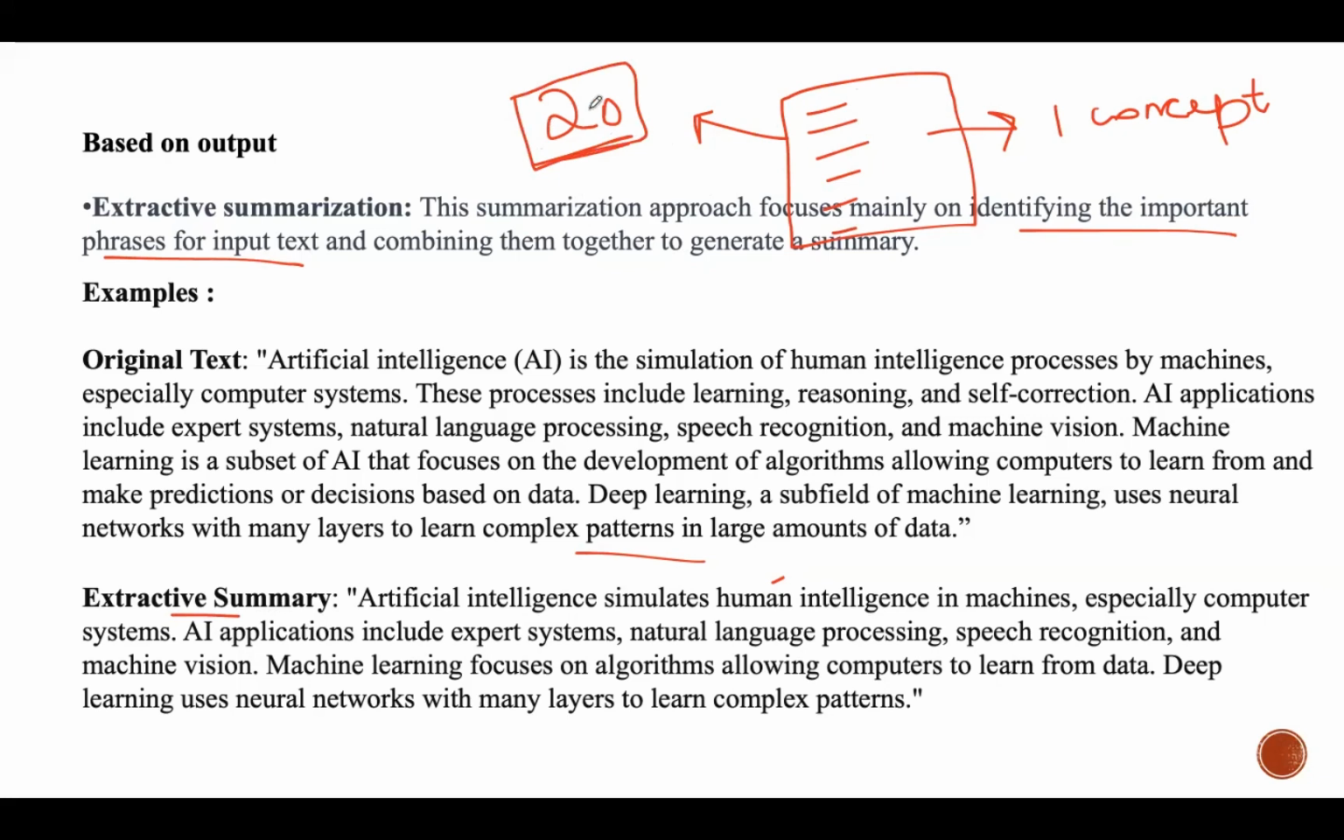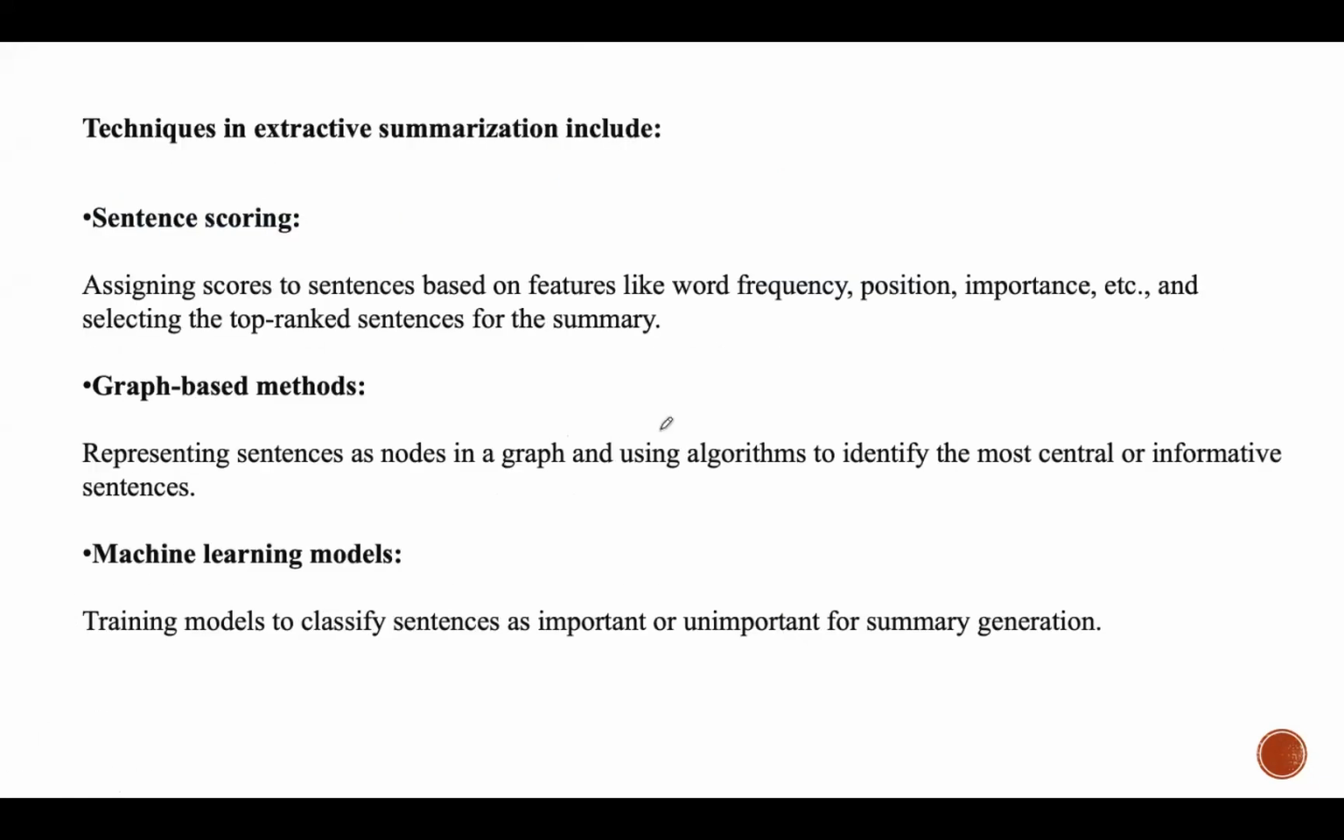So now the summary contains 20 sentences. Techniques in extractive summarization include, first one is sentence scoring. So just now we extracted 20 important sentences from 30 sentences. And now our task is we need to arrange them based on scores. So all the important sentences, we need to arrange them in order based on their importance.